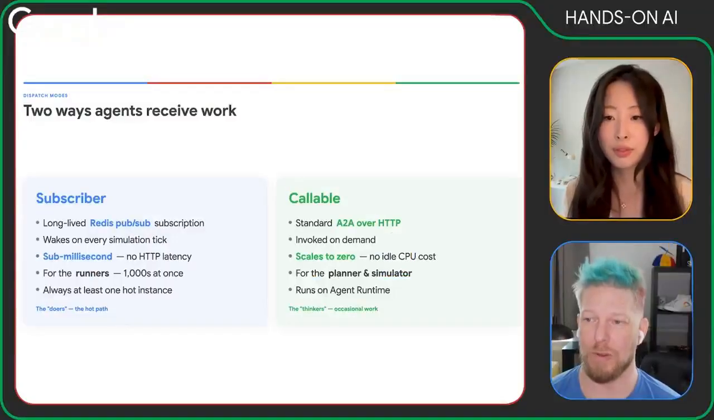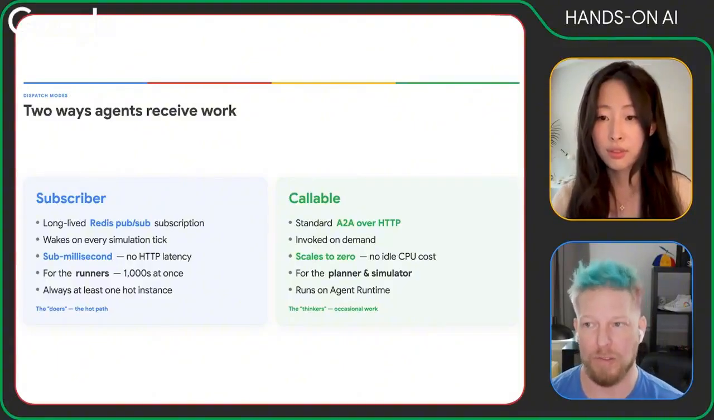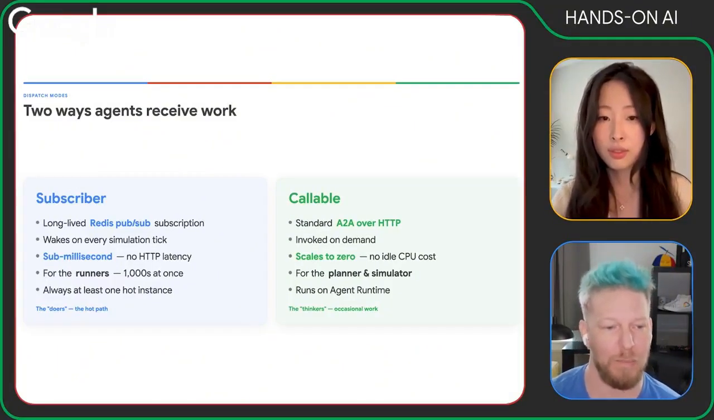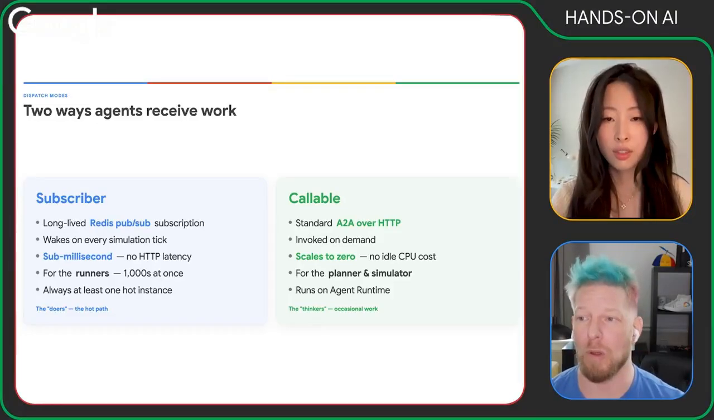I'm so curious about the 2 different modes. Like you talk about subscriber mode and just normal callable mode with HTTP call. Maybe you can explain more about that? Yeah, that's right. So we have these 2 dispatch modes. Internally, they're called subscriber and callable. So subscriber would be this Redis or PubSub mode. And subscriber agents will hold a long-lived Redis subscription.